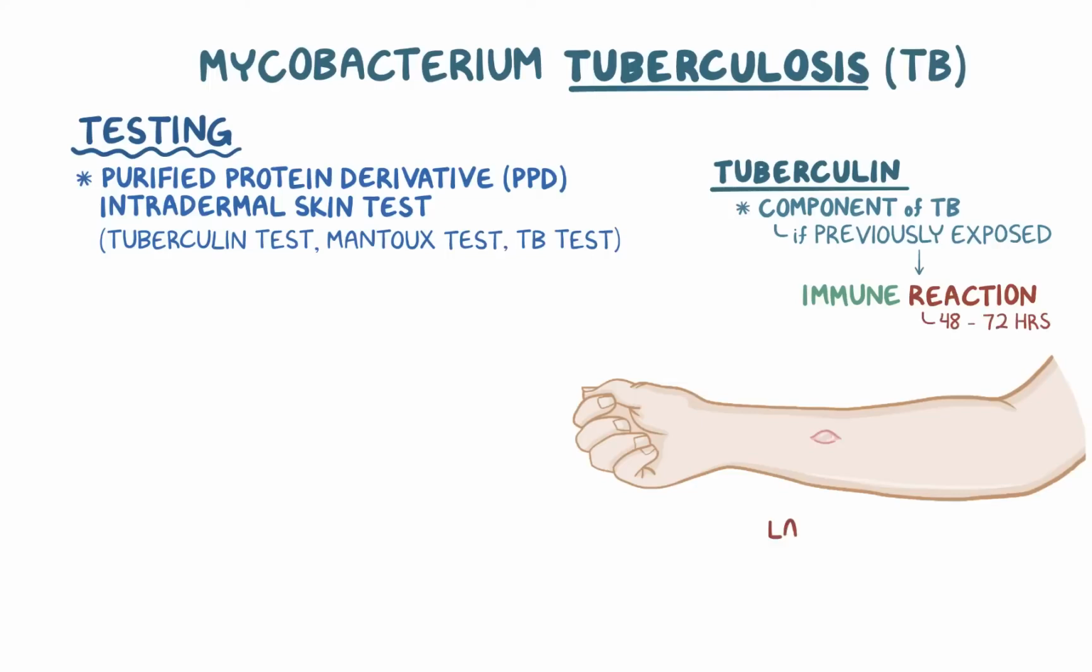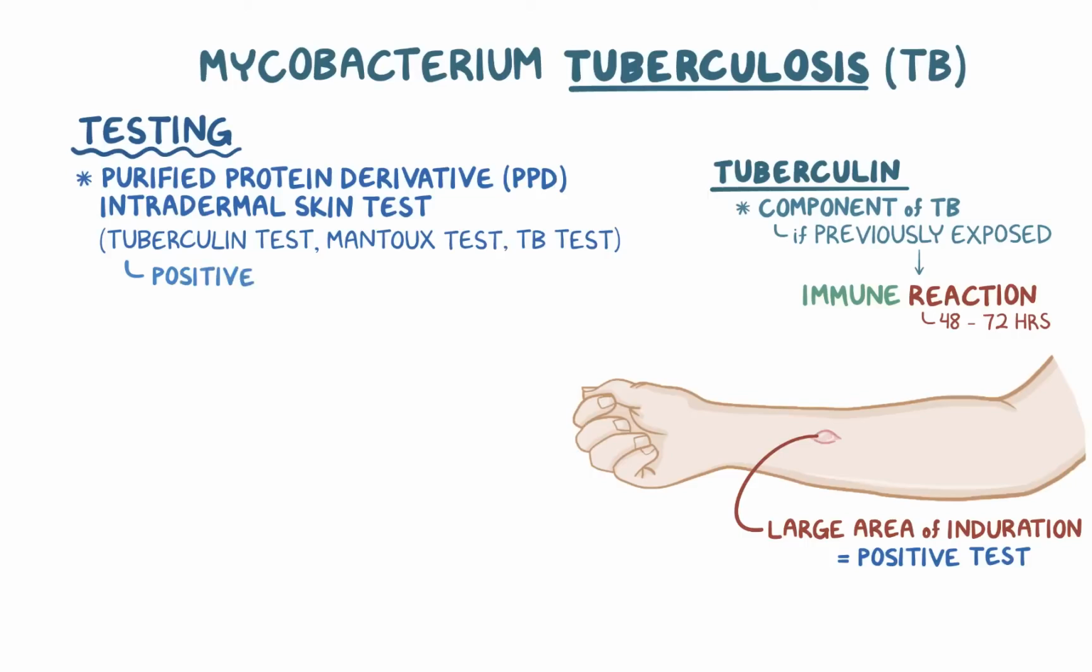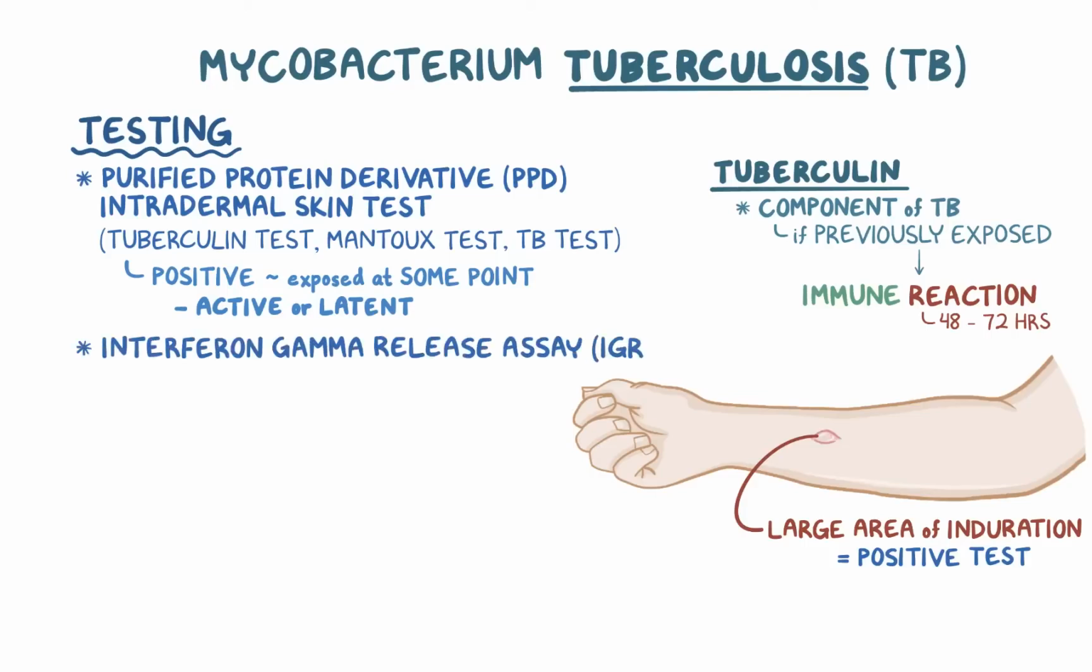If the reaction creates a large enough area of induration, rather than just redness, it's considered to be a positive test. Positive tuberculin tests simply mean that the patient's been exposed at some point to TB. It does not differentiate between active and latent disease. As an alternative to tuberculin skin tests, there are also interferon gamma release assays, or IGRAs, which look for evidence in the blood of previous exposure to TB proteins.